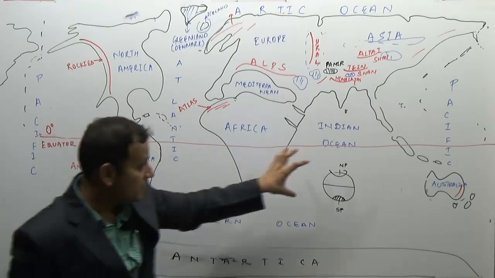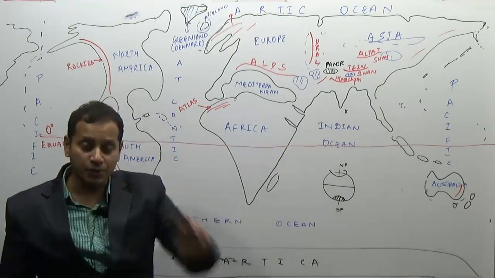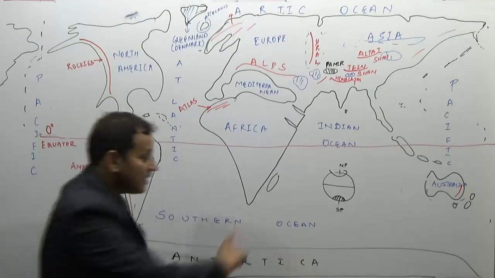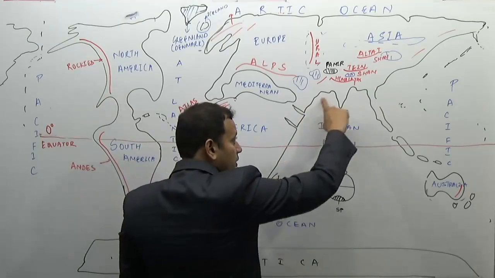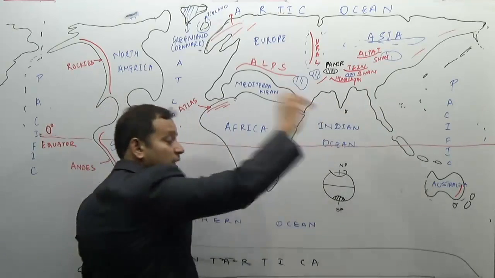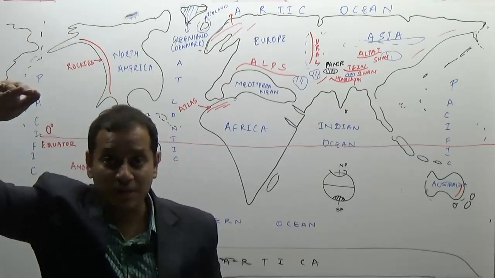It is the only ocean in the world which is named after a country, that is the Indian Ocean. The Indian Ocean is peculiar in that it is not open on the northern side. It is enclosed on the northern part, so it is only half an ocean in the northern hemisphere.